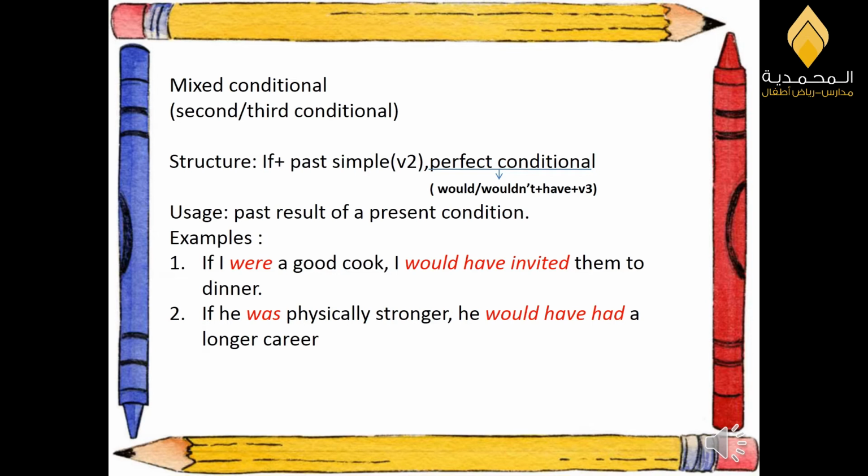The second example, if he was physically stronger, he would have had a longer career. What is the past result over here? That he did not have a longer career. So what is the present condition that I have over here? That he's not physically stronger. That's why I'm using simple past, which is was, in the if clause, and in the result clause or the main clause, I'm using a perfect conditional.